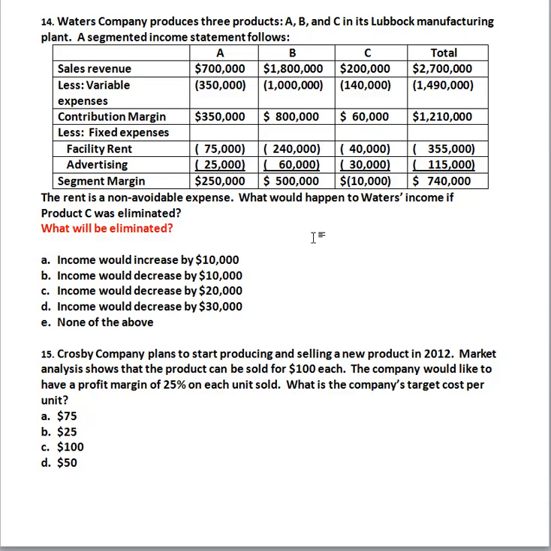All right, so let's talk about what else will be eliminated. Sales revenue would obviously be eliminated if we got rid of C. The variable expenses would be eliminated. And then rent, nope, it's going to stay there regardless because it tells you. Now the advertising could be eliminated.